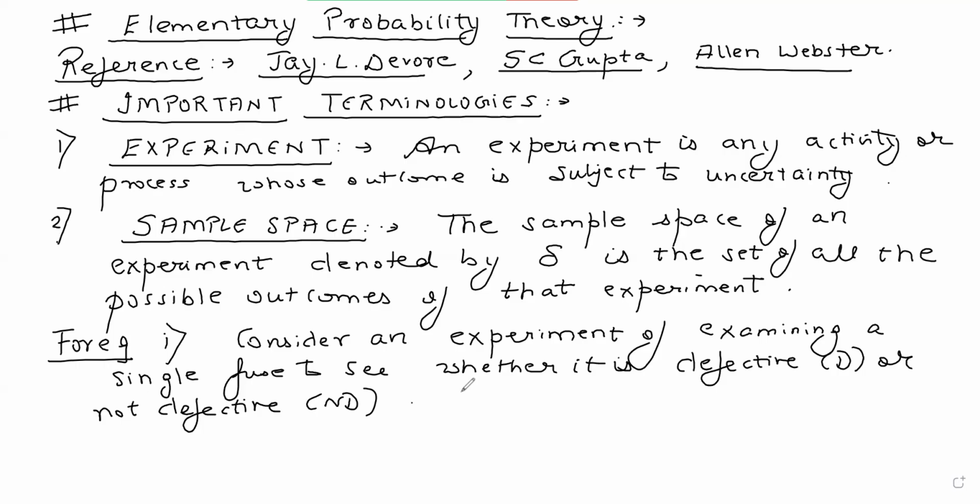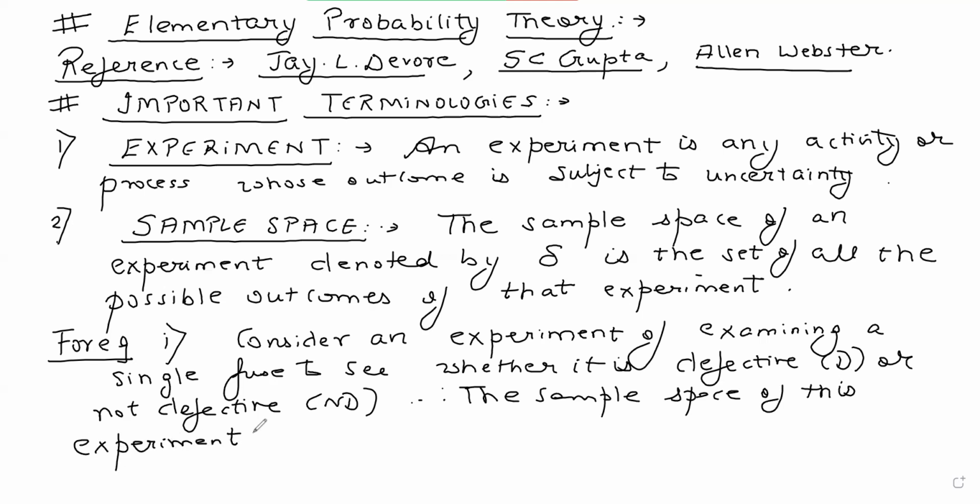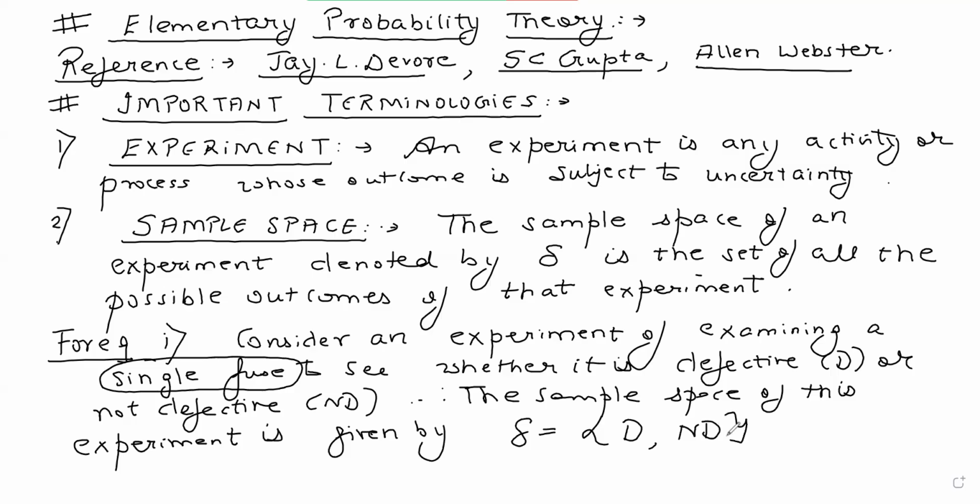So I can write, therefore, the sample space of this experiment is given by delta, which consists of, there are two possibilities. You are just checking one single fuse. That single fuse can be defective, or another possibility is it's not defective. So the sample space of this experiment is D, ND. So it has how many outcomes? In total, it has 2 outcomes.